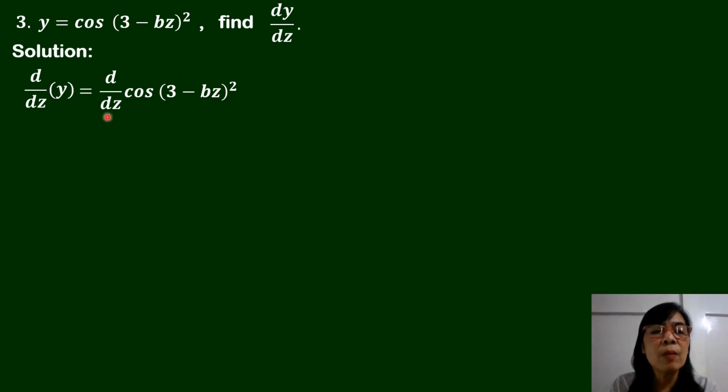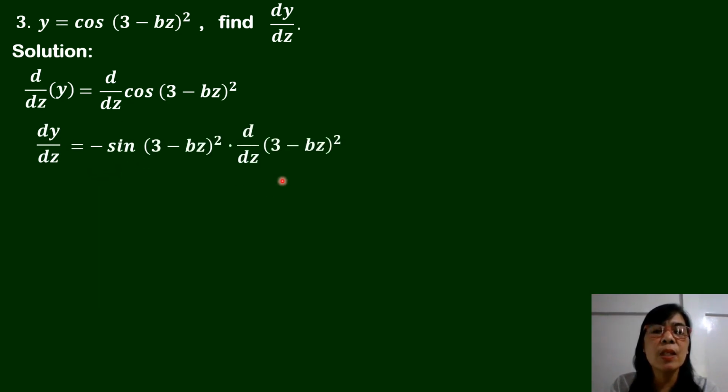We have now the derivative of cosine angle. Applying the formula, the derivative of cosine angle is equal to negative sine angle times the derivative of the angle. Further, we just copy the derivative of y with respect to z because that is what is asked. This does not contain a derivative, so therefore we just copy.